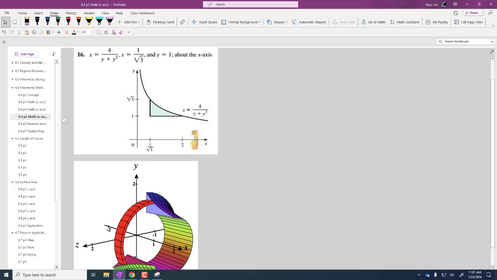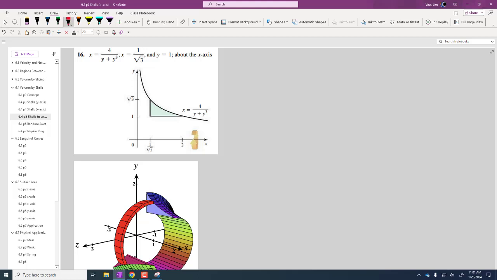Okay, so here's a little triangular-ish region. The right curve looks like a curve that would be very, very hard, if not impossible, to write as a y value, to solve for y. So we've got that curve, and we've got these x values right here, 1 over root 3, and y equals 1. And y equals 1 is that one. And we're going to rotate around the x-axis.